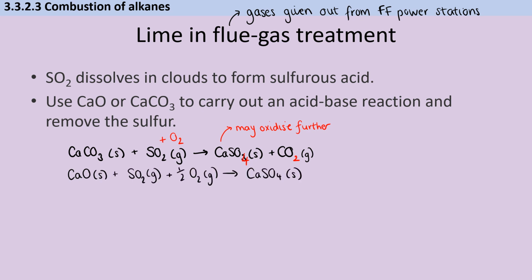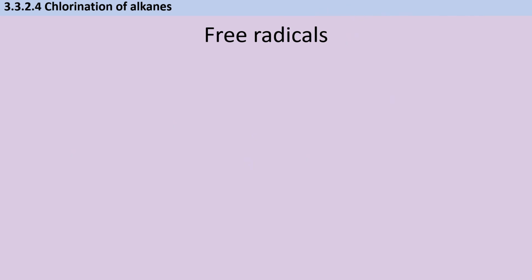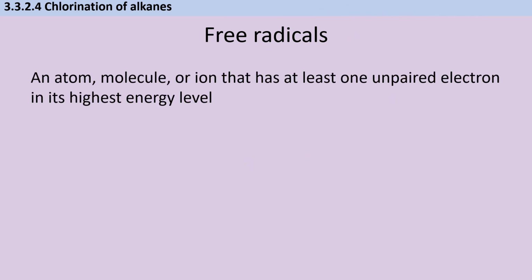Alternatively, calcium oxide can react with sulfur dioxide and some oxygen to just make calcium sulfate without producing any carbon dioxide at all. These two reactions are possible because sulfur dioxide is an acidic gas and calcium oxide and calcium carbonate are both basic.